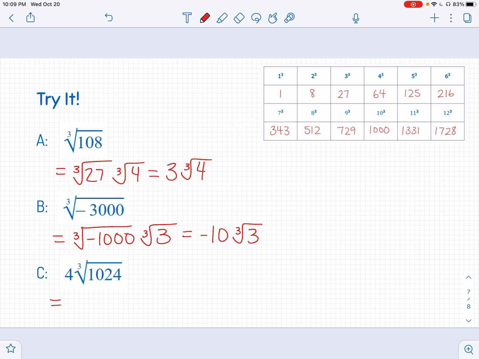Last one. Ignore this coefficient of 4 for a second. I'm going to find the largest perfect cube that divides evenly into 1024 is 512. And that's 512 times 2. And I can see that the cubed root of 512 is 8, so I get 4 times 8 times the cubed root of 2. And 4 times 8 is 32.